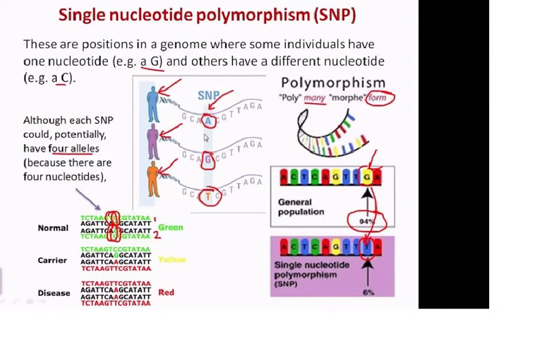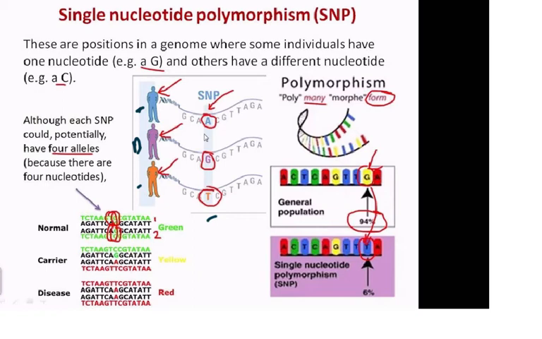Now you can see what a single nucleotide polymorphism, SNP, is. There are positions in a genome where some individuals have one nucleotide, for example a G, and others have a different nucleotide, for example a C. You can see this person A has an A here, person B has a G here, and person C has a T here. So three different people have a different base in the same position. Sometimes it doesn't have any effect, sometimes it results in the person becoming a carrier of a disease.